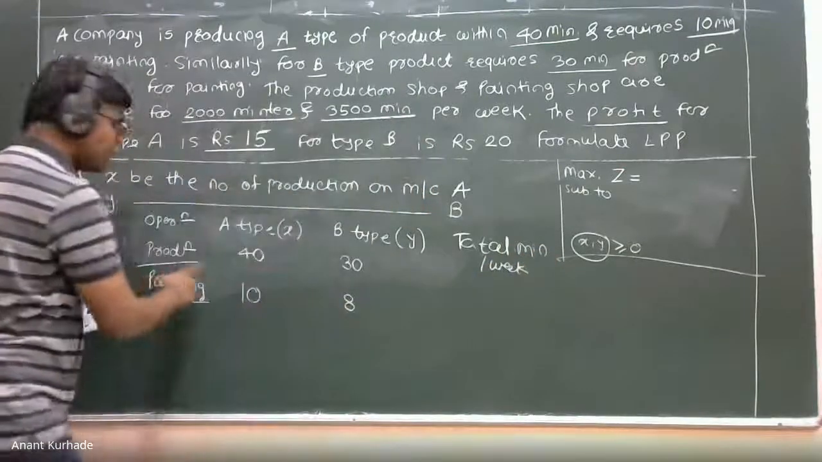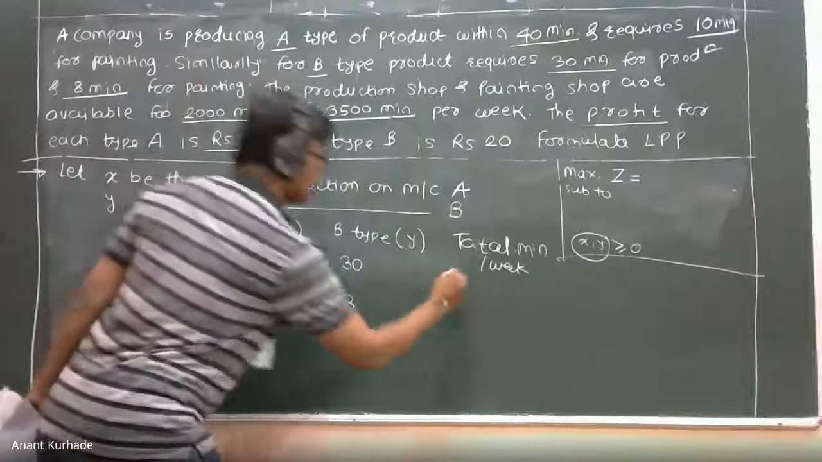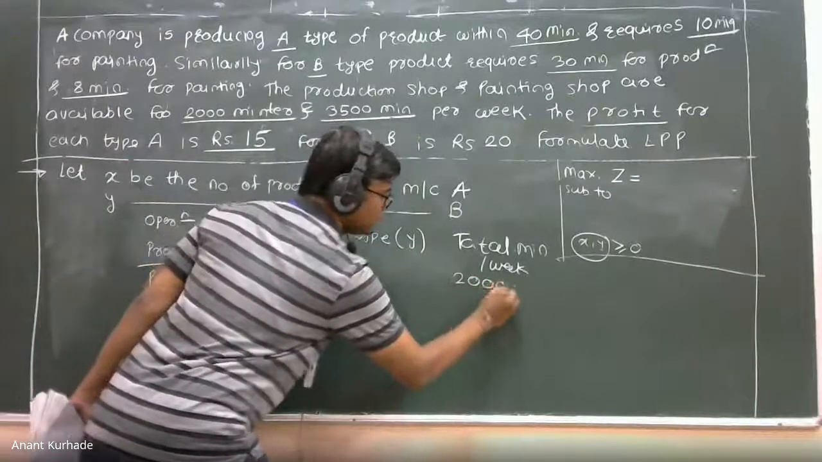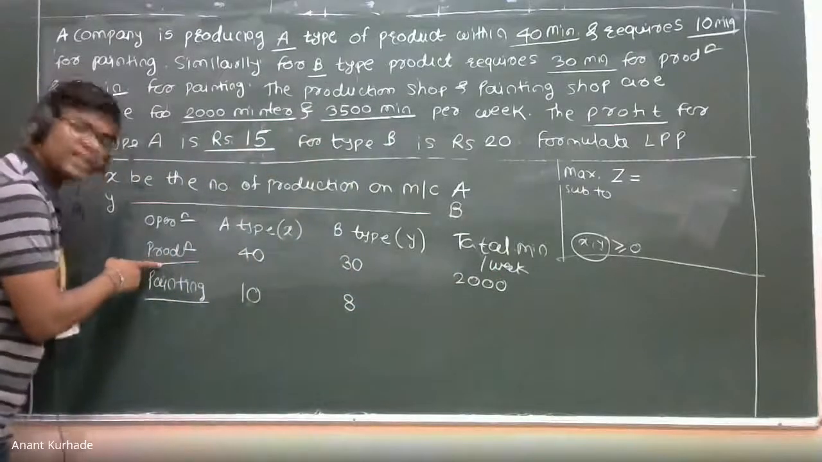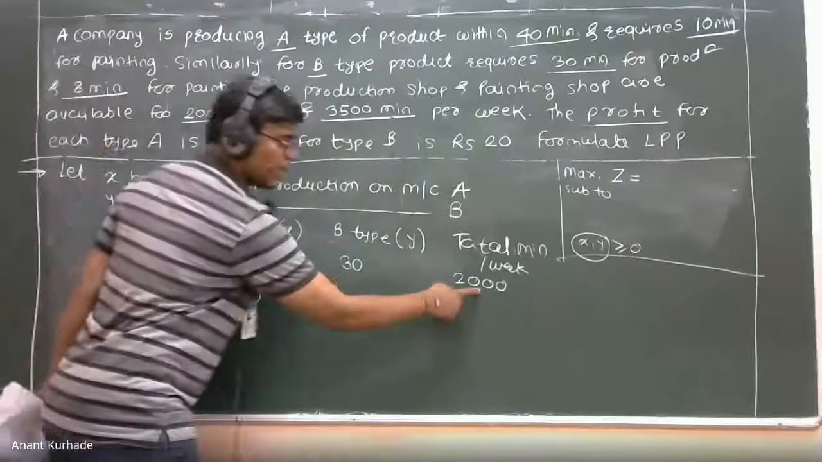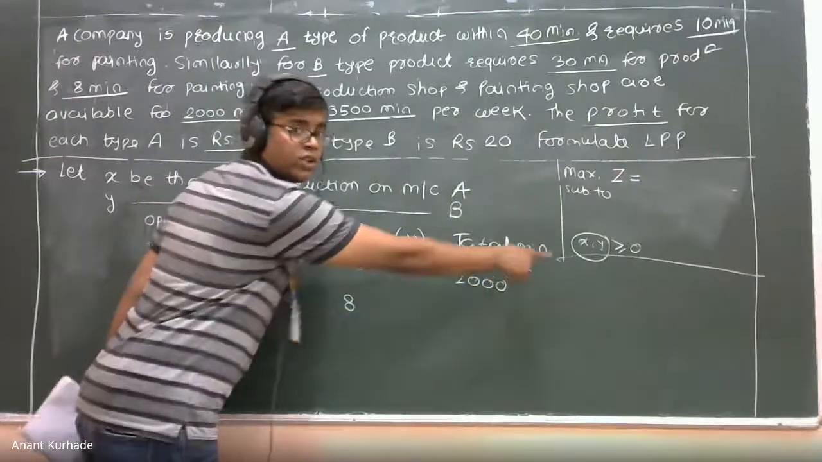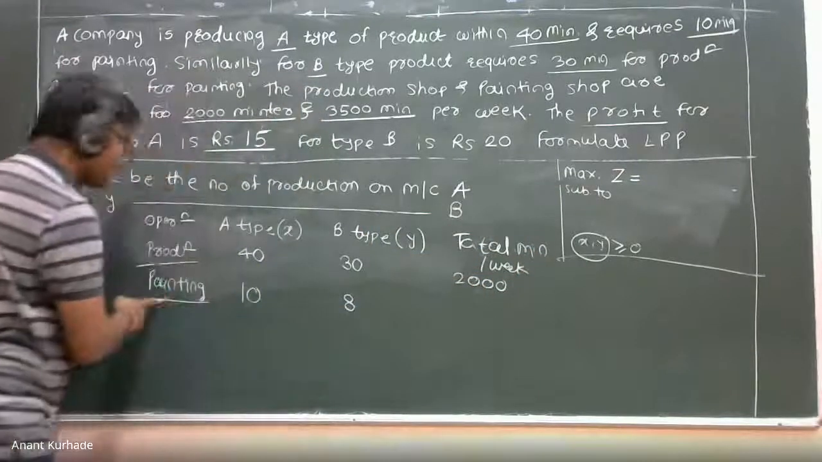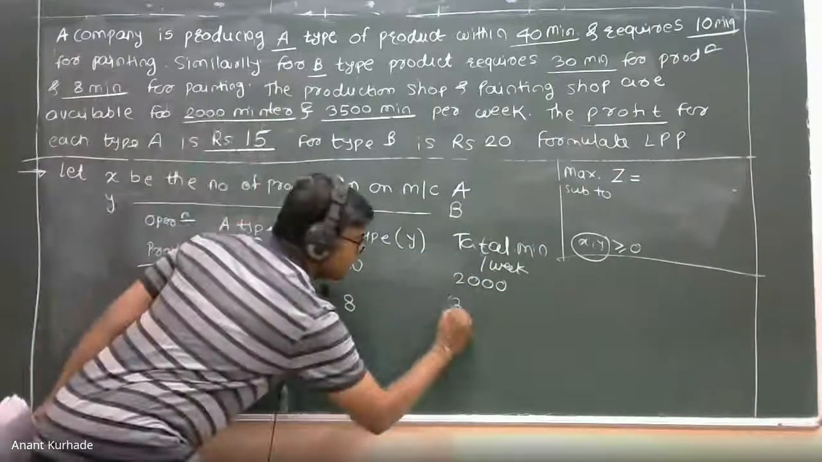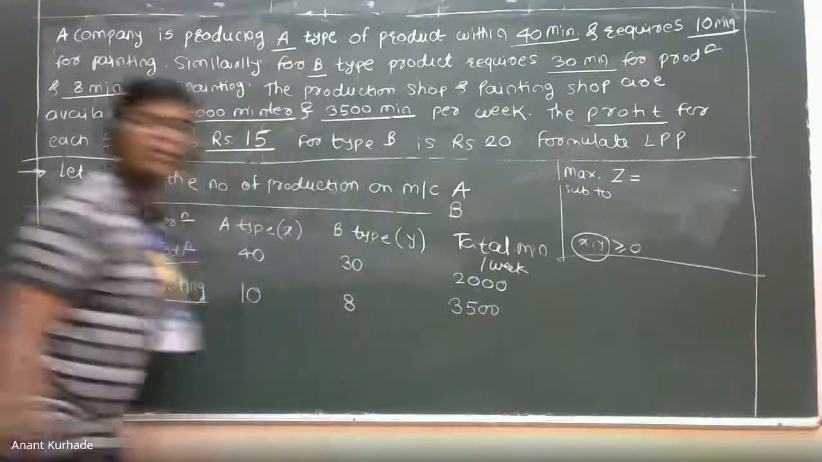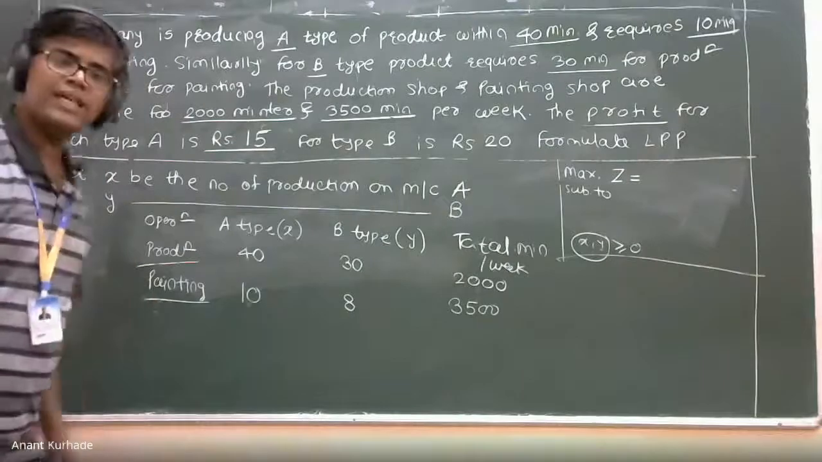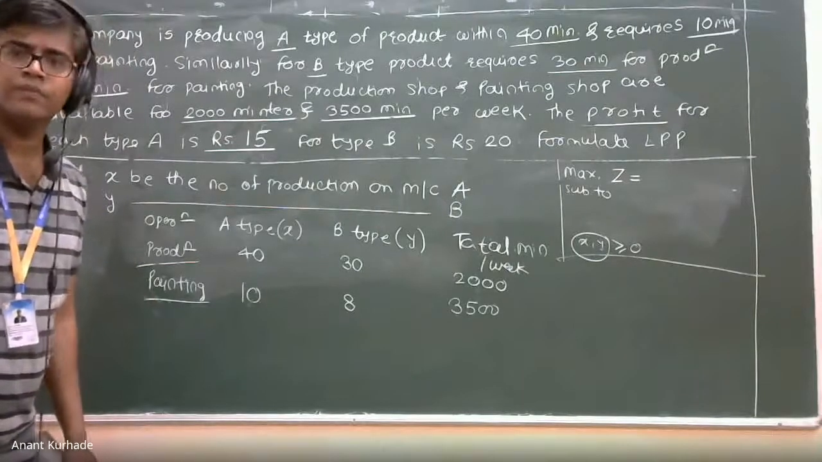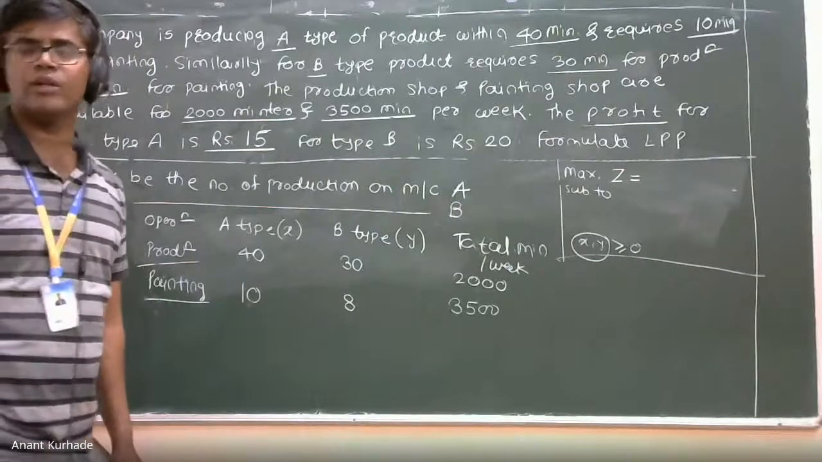So for production, what is given? 2000. That means for 1 week production time is 2000 minutes. It will not cross this 2000 minutes. And painting, it will not cross 3500 minutes. Okay, 3500 minutes. Do you understand this? Do you understand this? This is very important part.